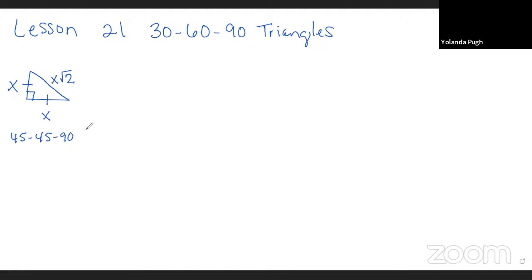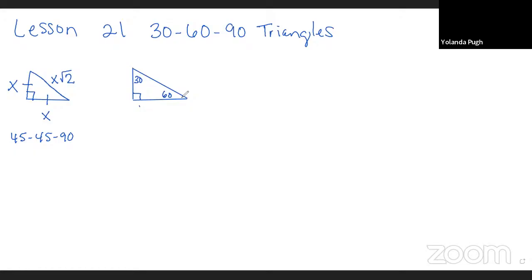Now we want to look at the relationship of the 30, 60, 90. We'll just draw that here. Here we have our right angle. Here we have our 30-degree angle, and here we have our 60-degree angle.